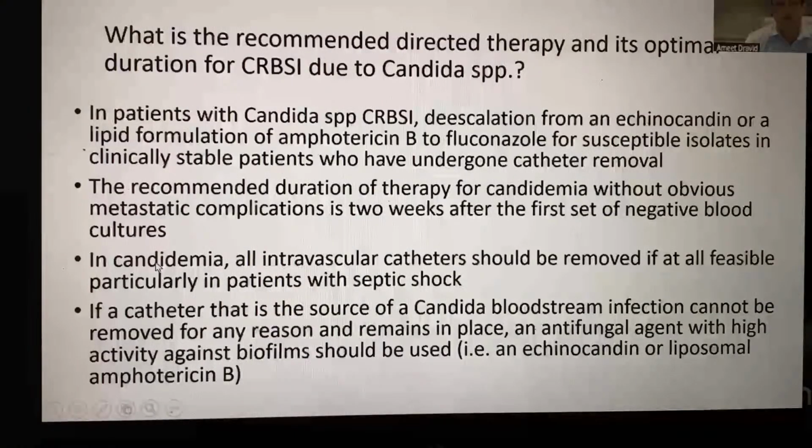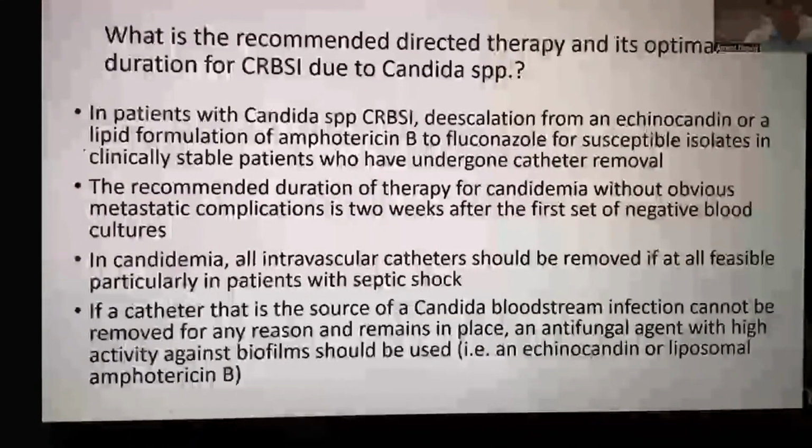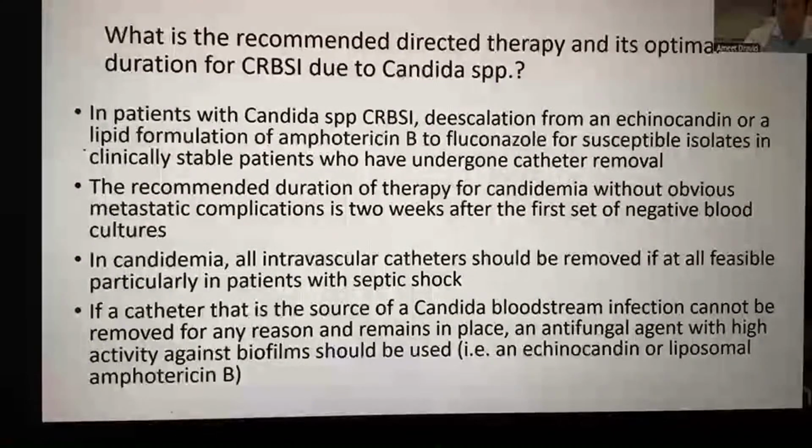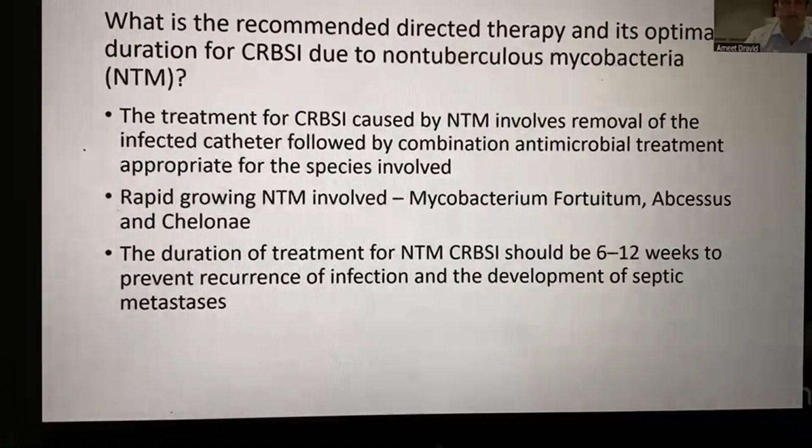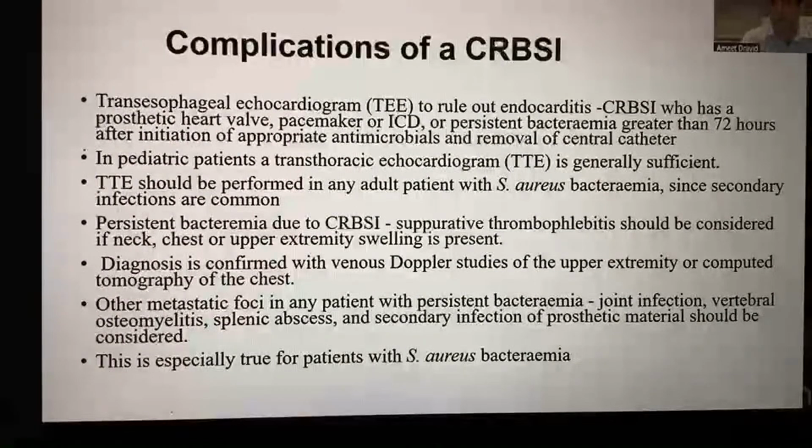It is after the first set of negative blood culture. So again in candidemia, all intravascular catheters have to be cross-checked. For Staph aureus, Pseudomonas, and for Candida, catheters have to be taken out. While for CoNS, we can get away with treating and keeping the catheter inside. What can be the complications? There are complications, especially if you have Staph aureus or if you have Candida as the cause of CRBSI. The most common is if there is a prosthetic heart valve.